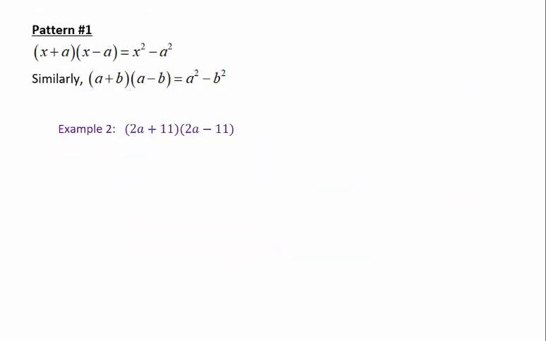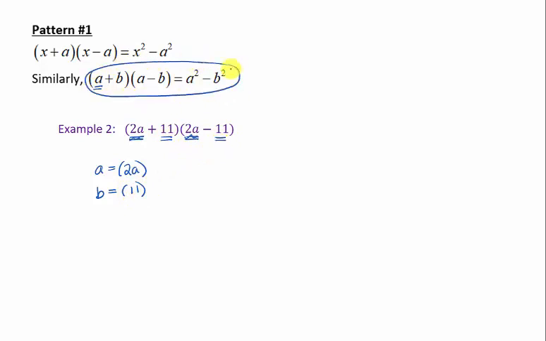Okay, let's take a look at our second example, which is slightly more complex. If we look at our second example, we have our A, which would be our A in the formula, and we have to be a little bit careful because this has a variable of a. But we're going to say our A is equal to 2a because it's the same value or the same expression in each binomial. And then the B value would be equal to 11 because we have a plus 11 and a minus 11. So this fits our a plus b times a minus b pattern.